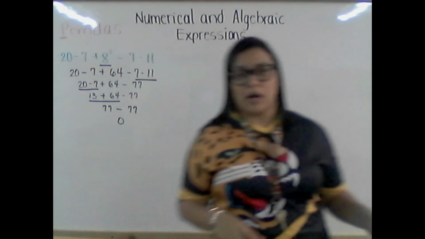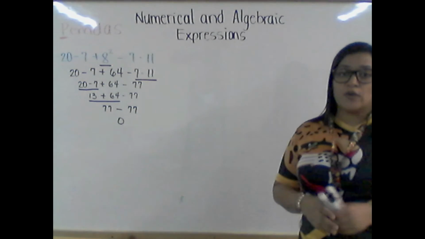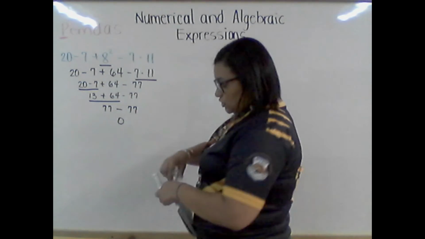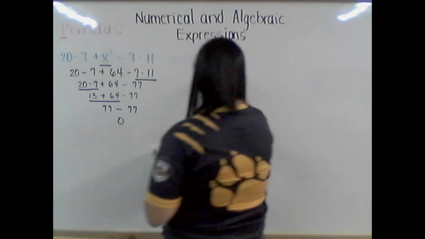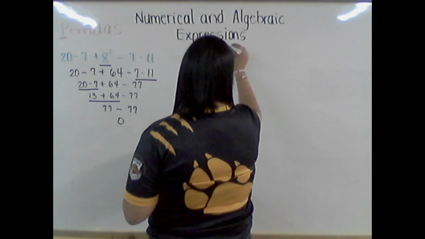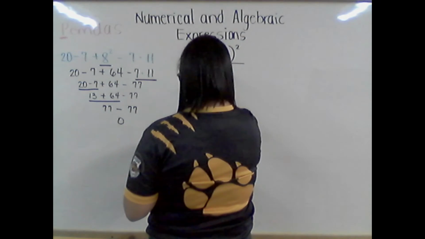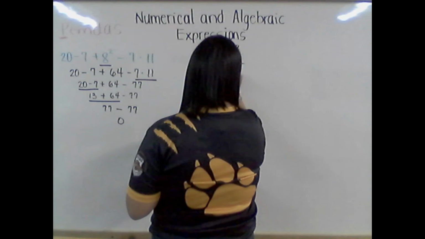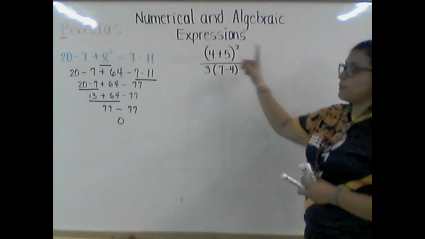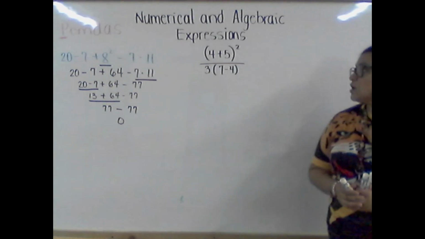Now we will do one, also a numerical expression, but this one is going to involve grouping symbols. So we will have, let me just copy this one down, 4 plus 5 to the second power over 3 and 7 minus 4. Okay, so our grouping symbols are the parentheses, and this line that represents a division is also a grouping symbol.